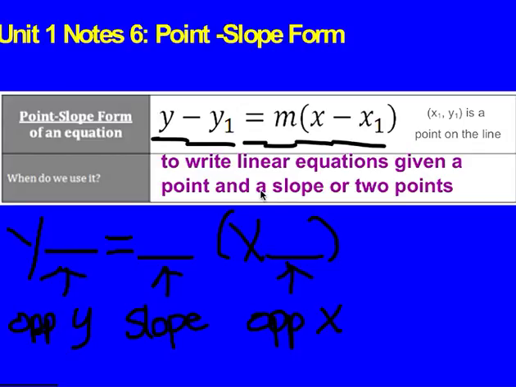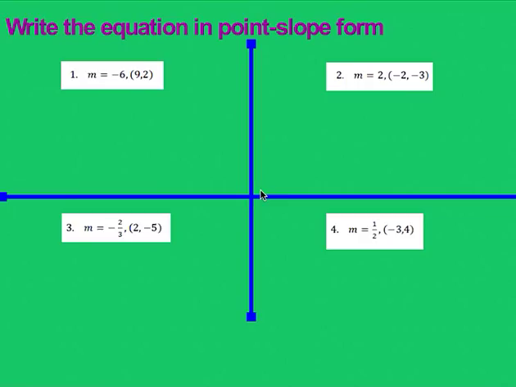So when do we use it? Well, we use it to write linear equations when we're given a point and a slope, or if we're given 2 points. So we're going to go ahead and practice through each of those. So let's go ahead and take a look at that. So we're just going to write these in point slope form. So I'm going to go ahead and set up my puzzle.